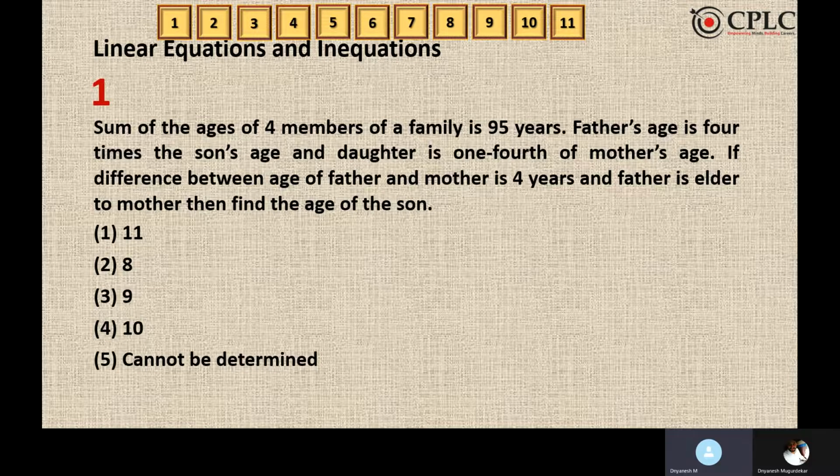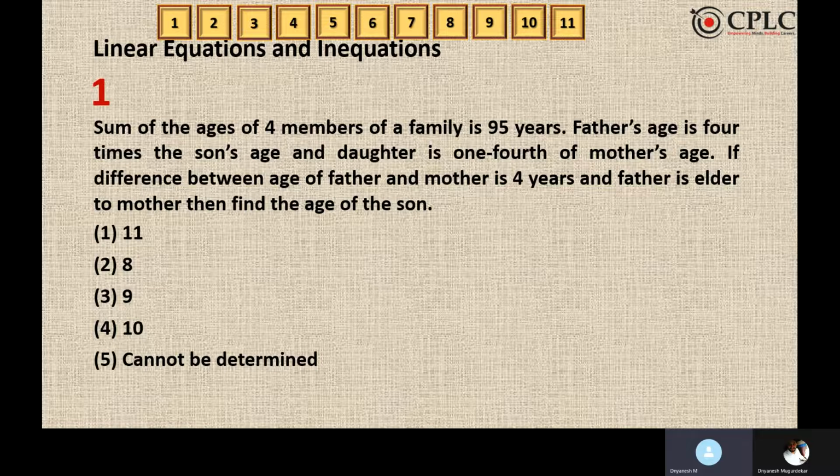If that statement would not have been given, then the answer would have been cannot be determined, because then the difference can be either f minus m is 4 or m minus f is 4. Either mother or father can be elder, that we would need to assume and solve. So we would have got two cases. But here the case is very clear. So the first thing that you do is make that correction, add that part extra in your sheets as well, that father is elder to mother, so that we can actually solve this question. That's the very first part before we start with the solution.